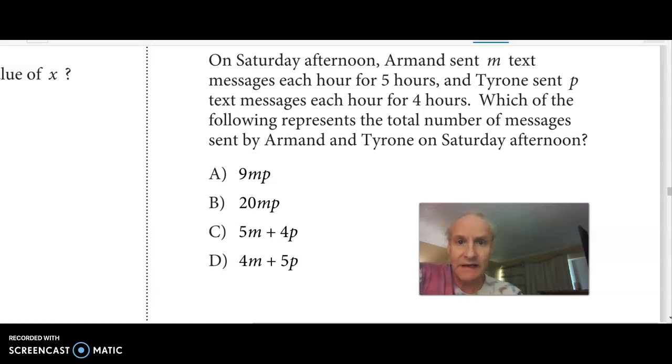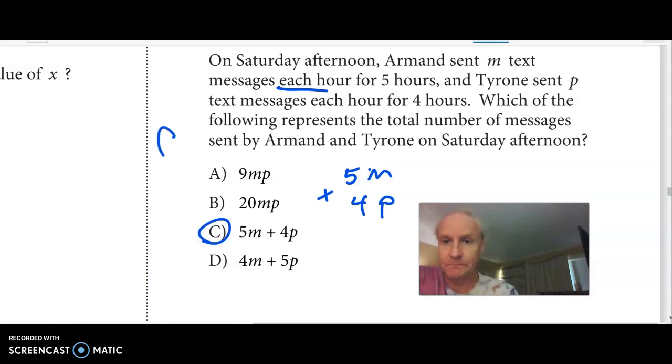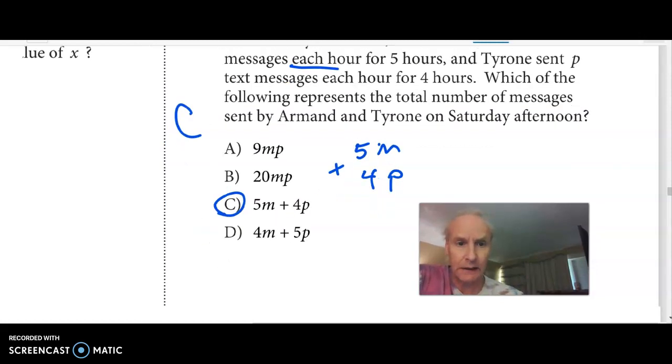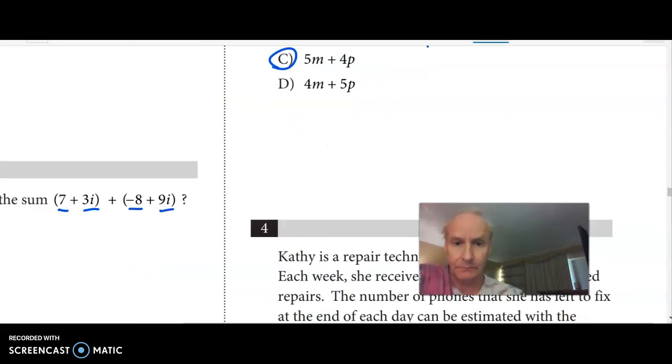Armand sent m text messages each hour for 5 hours. Each generally is multiply, so we've got 5m texts that Armand sent, and Tyrone sent p text messages each hour for 4 hours, so that's 4p. And of course, if we add them together, we end up with 5m plus 4p. Again, these first few questions are always trivial. Most people get them right.